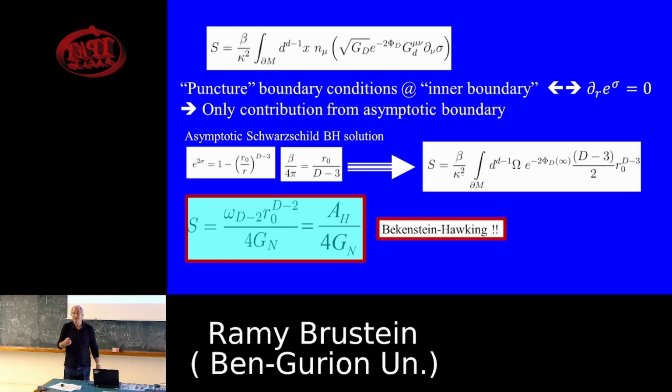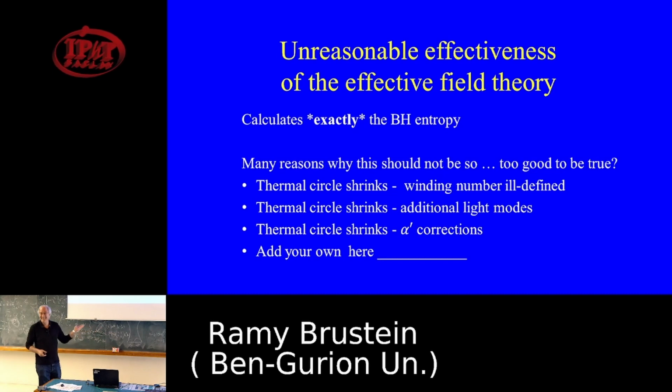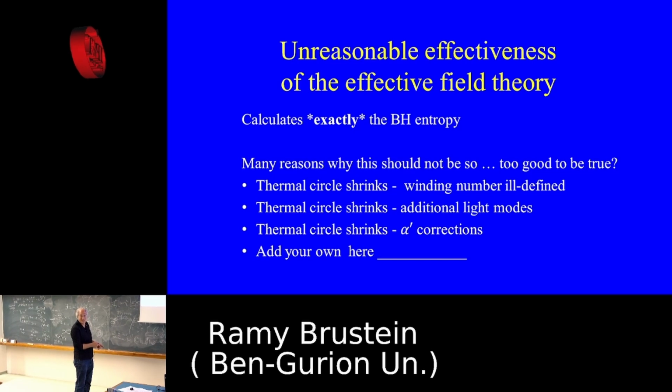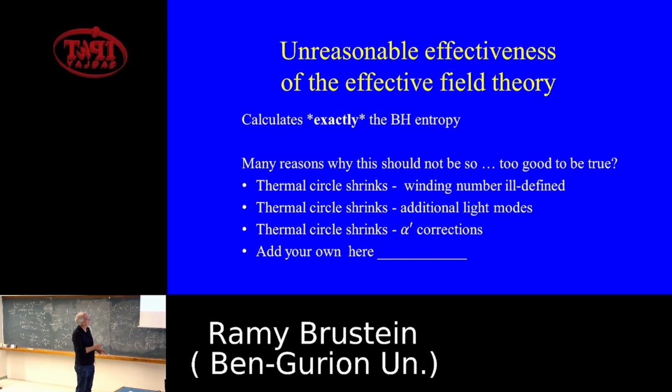That's why I called it a magic trick, because it could go wrong in many ways. So this is what you pointed out. There, the winding number as the thermal circle shrinks becomes ill-defined. You could add a very long list of possible ways, but still it's interesting that it gives you exactly the value. So maybe there's something into it.